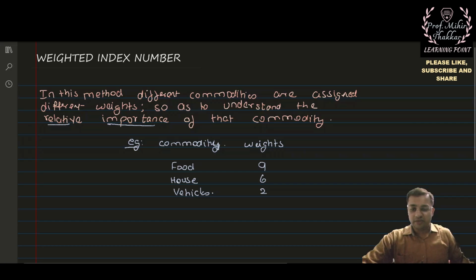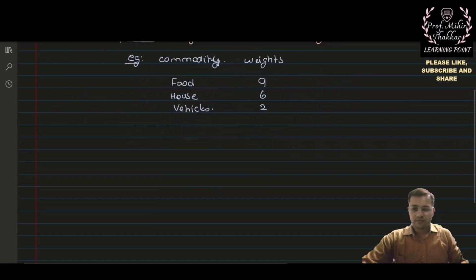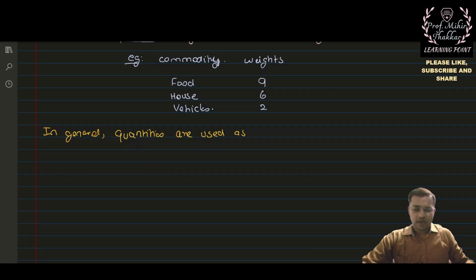Now in general, quantities are used as weights. So what are the two quantities that you are having? You have the base year quantity Q0, you have the current year quantity Q1. So any one of the two quantities can be used as the weights so that I can calculate my weighted index number.